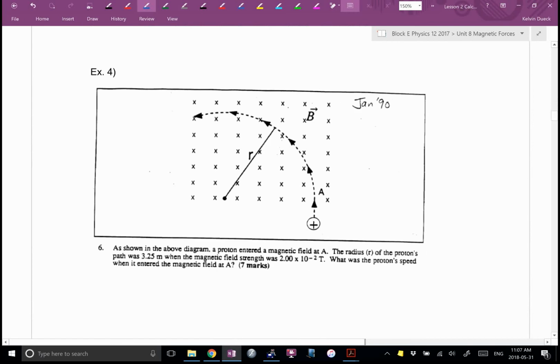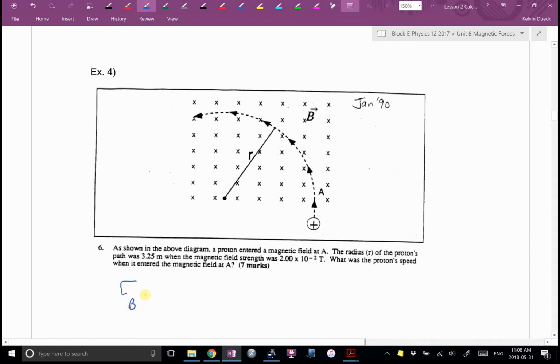Example 4. A proton enters a magnetic field at location A, and it traces out part of a circle. We get that with a camera by looking at its glowing path that it leaves behind in a cloud chamber. The radius R is 3.25 meters. The magnetic field strength was that. What's this question want me to find?